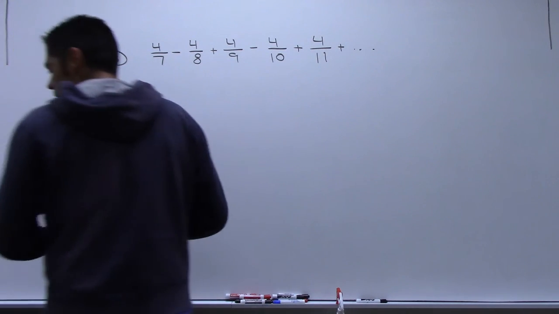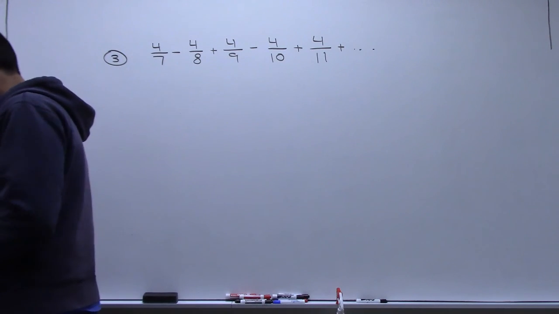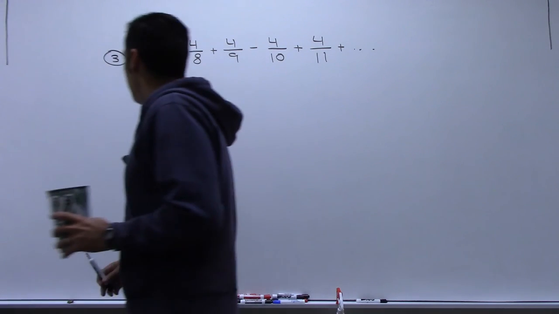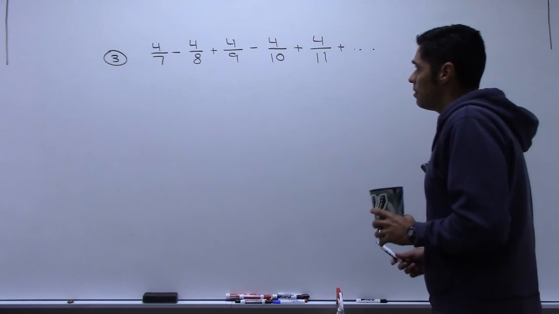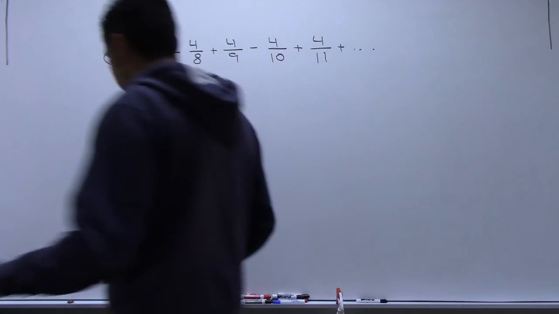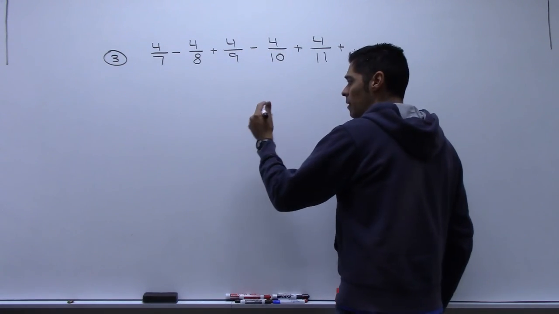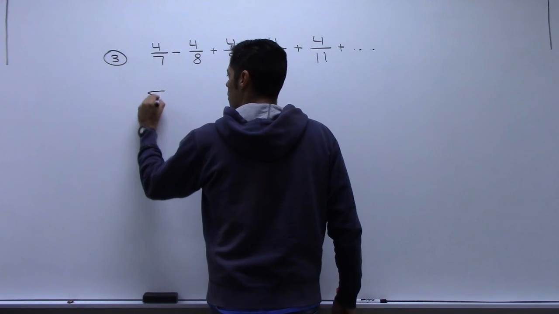I'm going to be working here the homework for 8.4. This is the other convergence tests, and we're starting out with number 3. So we have an alternating series, and we want to recognize that we can rewrite this in sigma notation first.